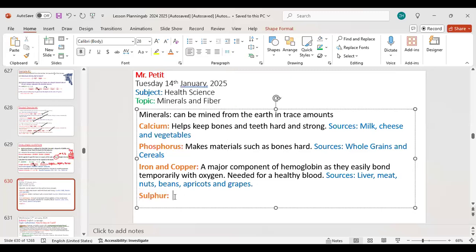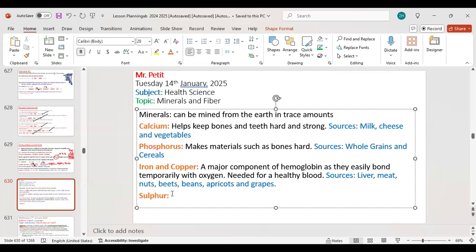Go ahead, Janaya. I wanted to ask you, what is hemoglobin? Okay, so hemoglobin is found in blood. It's what makes the blood red, right? That's what hemoglobin is. And it helps with oxygen being transferred in the body. Okay, so food coloring for blood. Yeah, beet is also for iron.